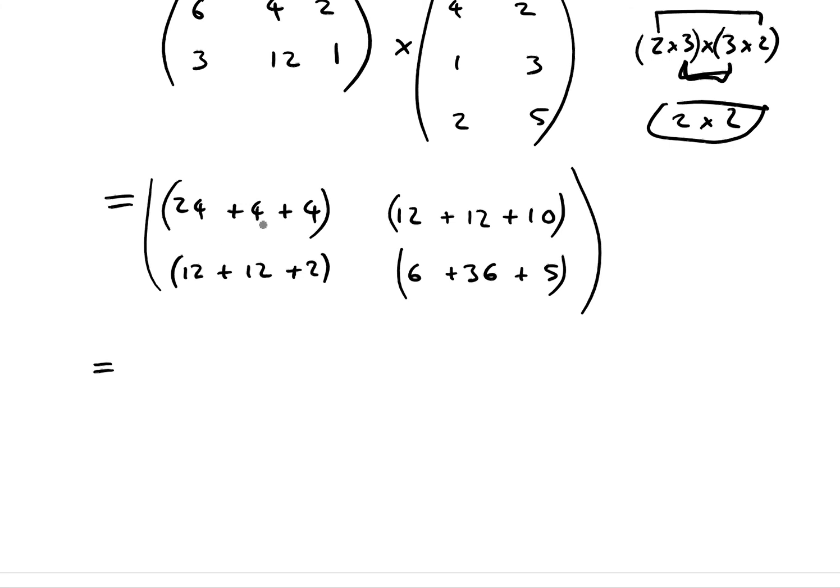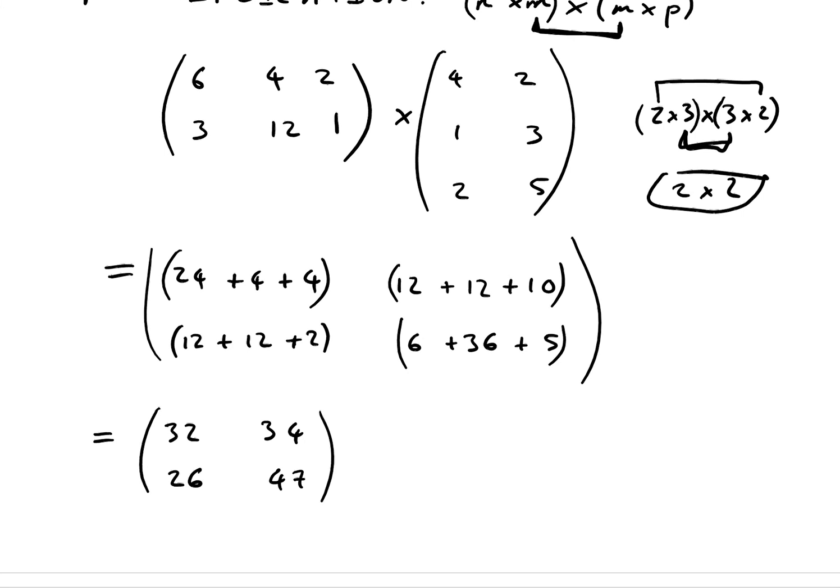And so let's just do a little bit of simplification. This is 32, 24, 34, 24, 26. And here we have got, what's that, 47? And there we go. Okay.